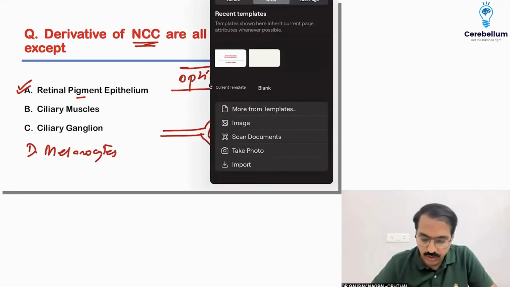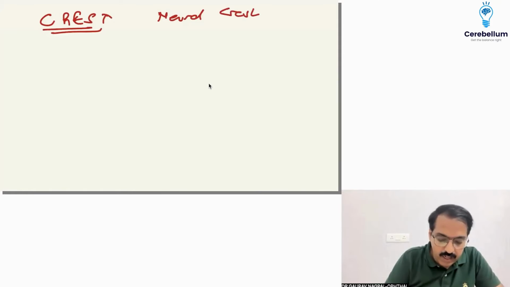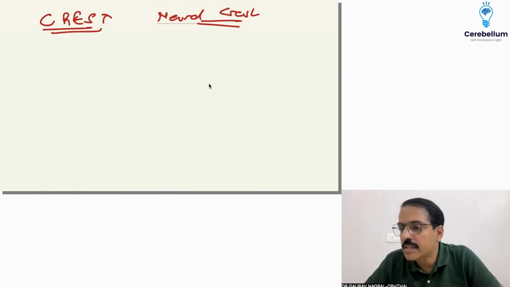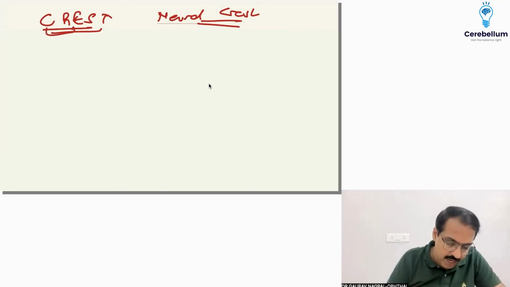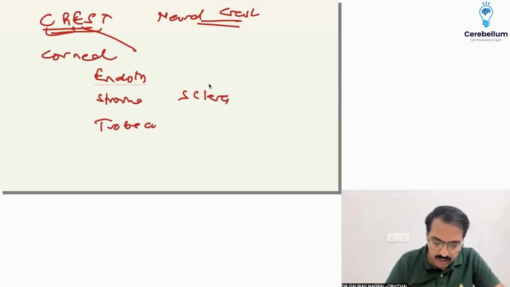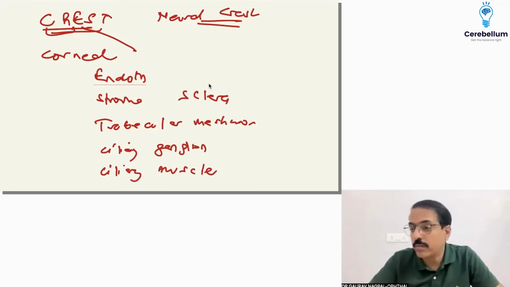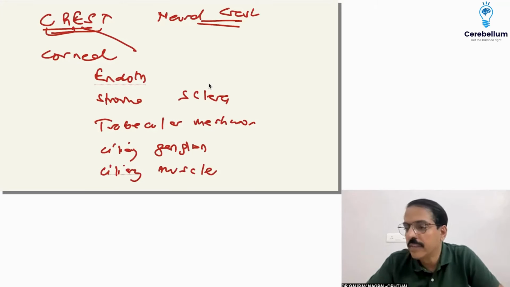And also we remember the mnemonic is CREST, NCC, neural crest. This mnemonic we have done. Remember? CR is corneal, E endothelium, S stroma, S sclera, T trabecular meshwork, ciliary ganglion, and ciliary muscle. These are all from the neural crest. Do you remember? Yes.